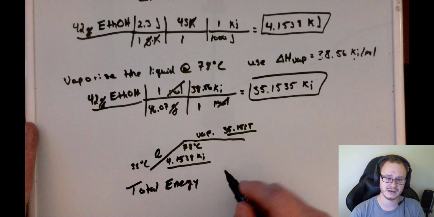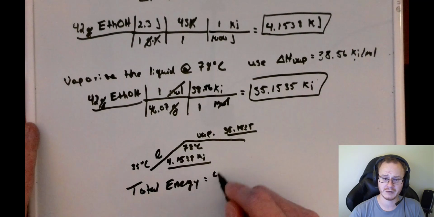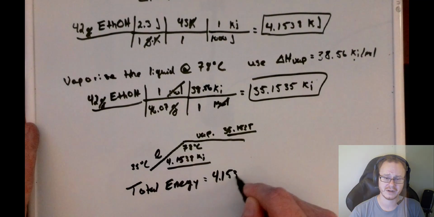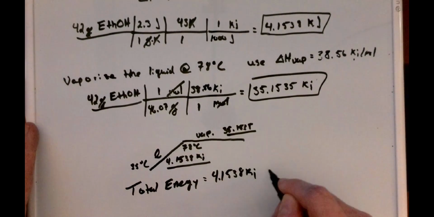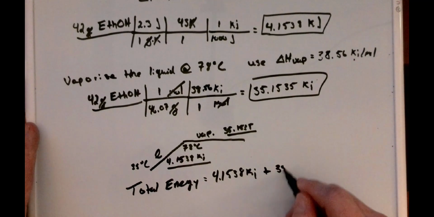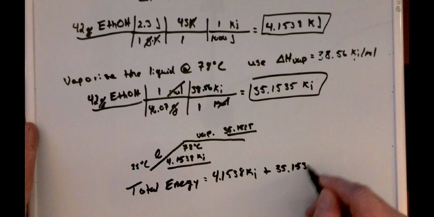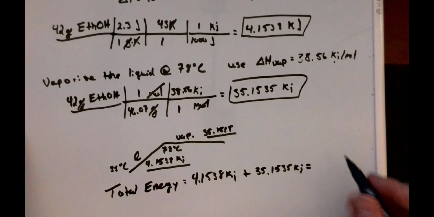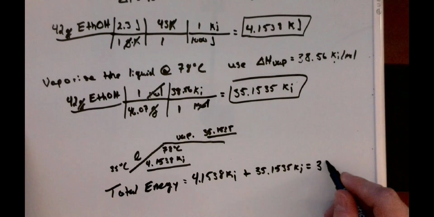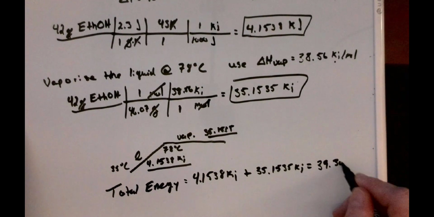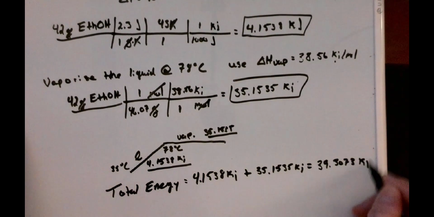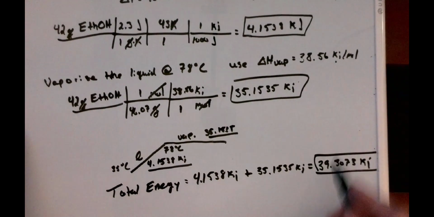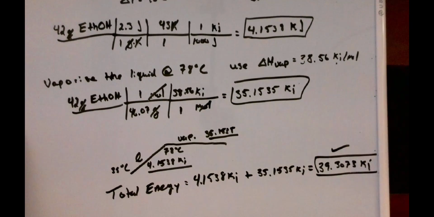I'm going to add in the change for a liquid to heat up, 4.1538, plus the change in energy necessary to make it vaporize, 35.153 kilojoules. Together, 39.307 kilojoules of energy was necessary to make this ethanol heat up to its boiling point and also vaporize. This is my final answer, the sum of both changes.